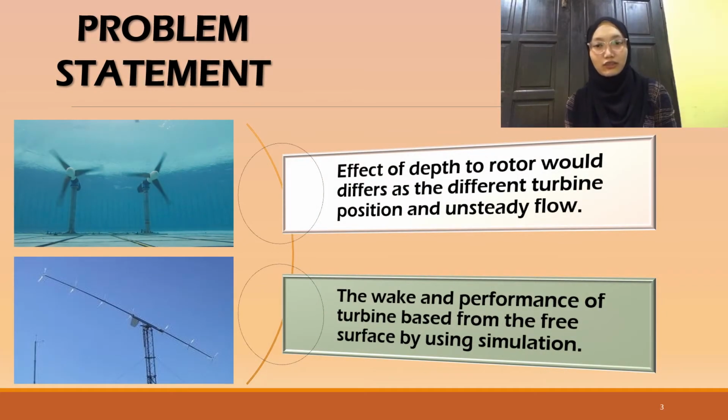Next, proceed to the problem statement. There are two problems stated in this research study, which are: first, the depth of water flow from the free surface is unsteady. Therefore, the effect of depth would differ according to its position in water. Second, the weight and performance of the turbine can be identified based on the free surface by using a simulation.